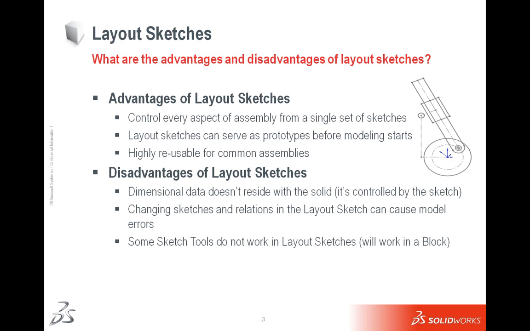We actually control everything by the sketch or the sketch blocks that we have. Now, changing the sketches and relations in the layout can cause model errors because we're transferring that information from the sketch all the way up through. It's possible. It seems to be pretty robust after this recent change.